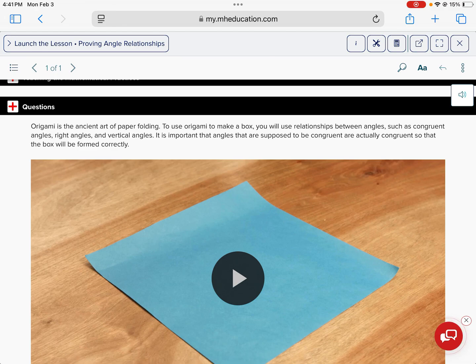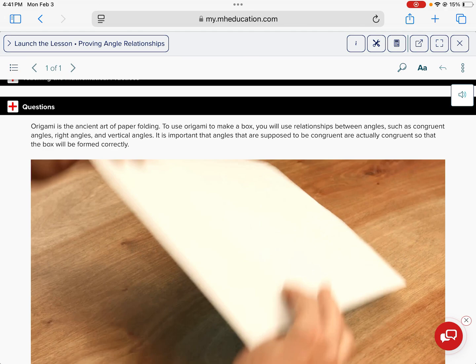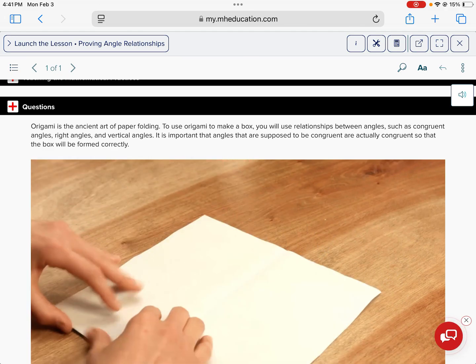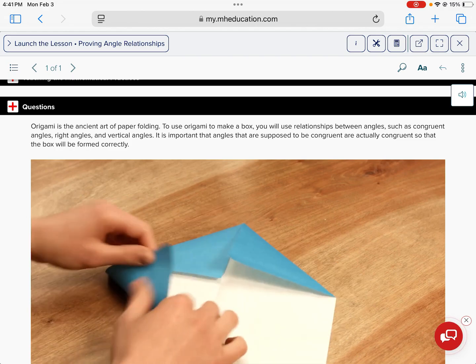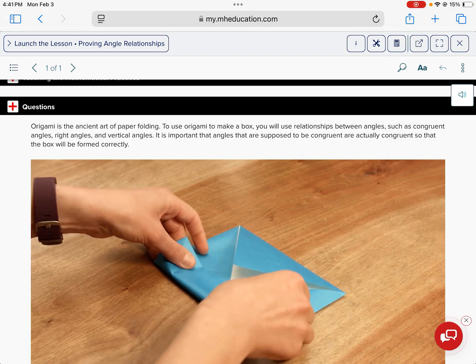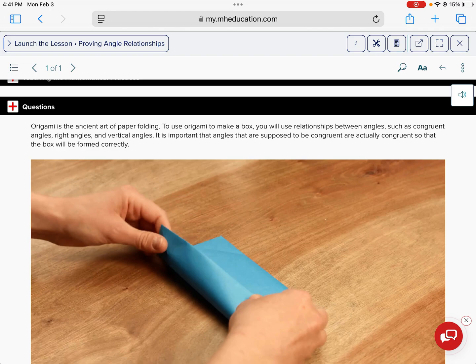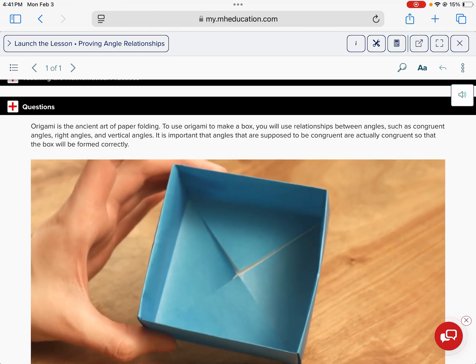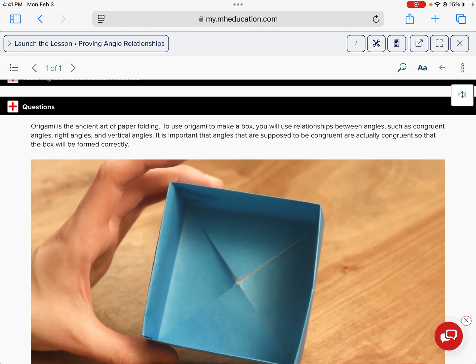We have this origami. And origami is very unforgiving. It's kind of cool because we're going to fold things up in different ways, but we're going to be dealing with congruent angles, right angles, and vertical angles. So it's important that we understand those relationships. Here, notice we got a little box in our video.